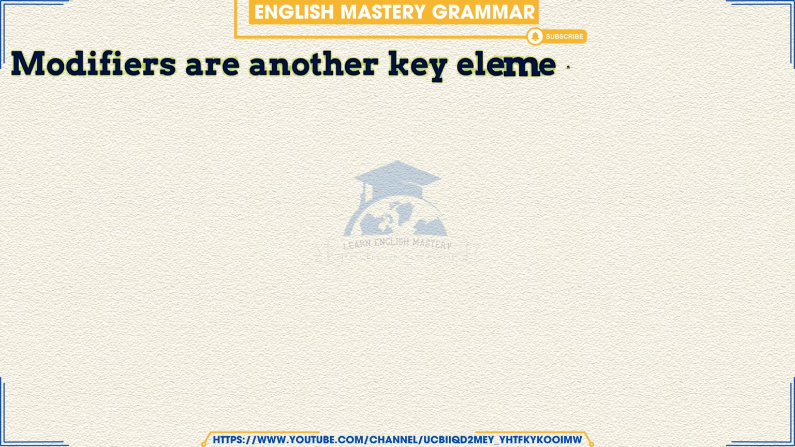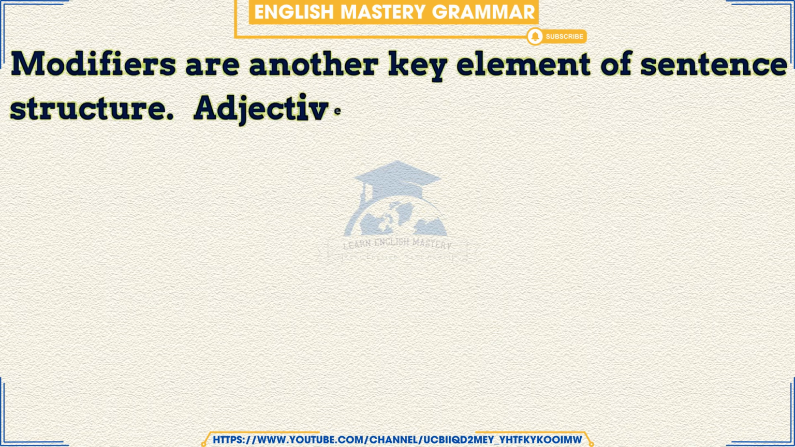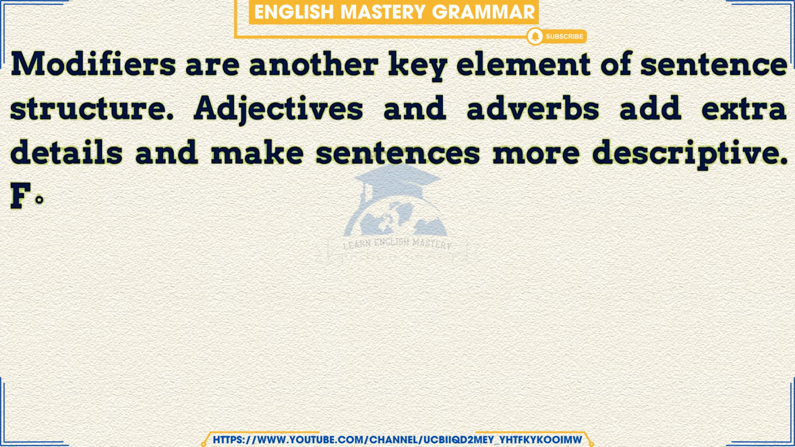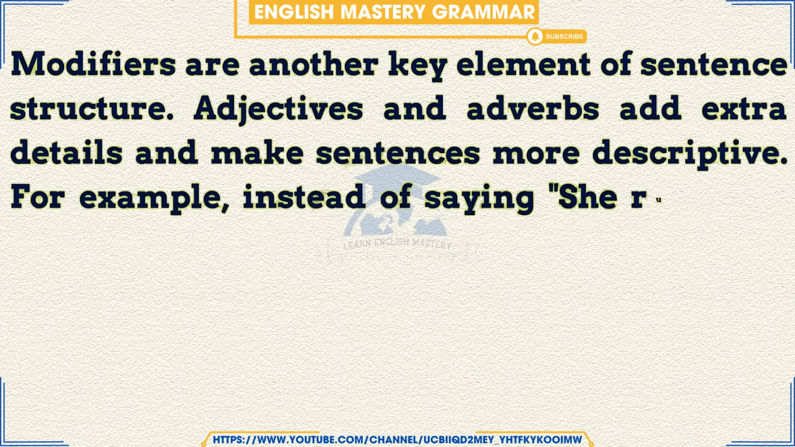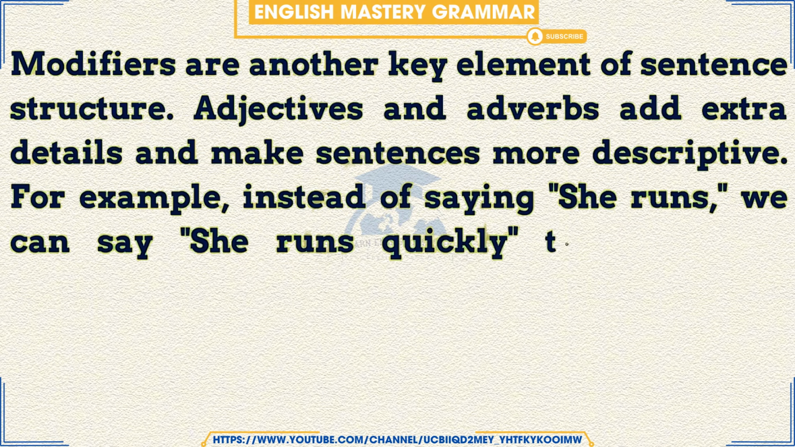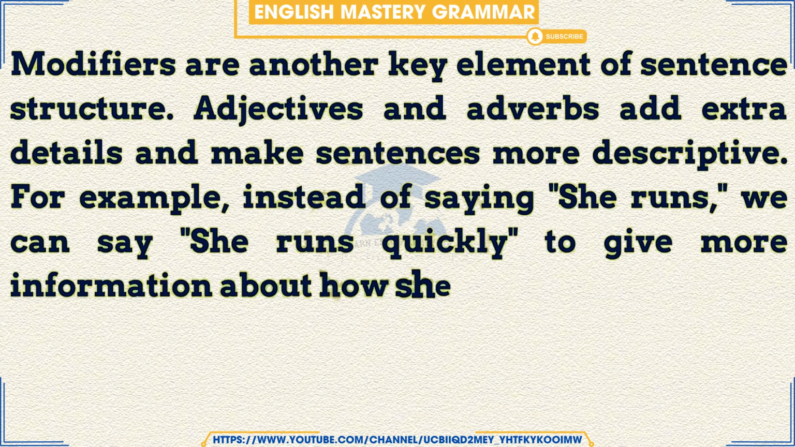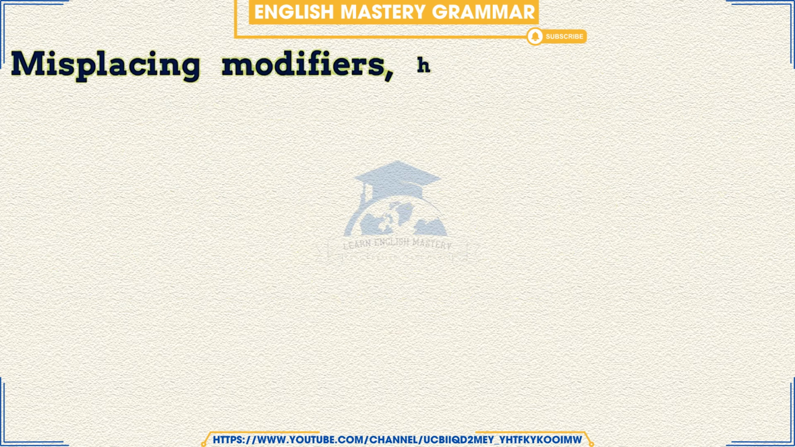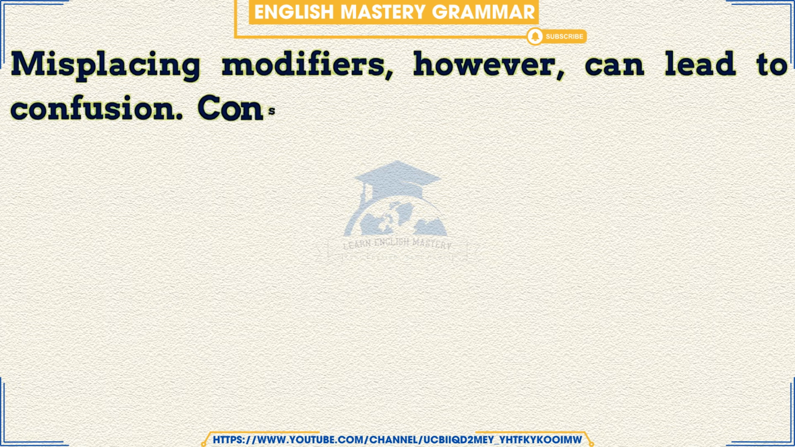Modifiers are another key element of sentence structure. Adjectives and adverbs add extra details and make sentences more descriptive. For example, instead of saying, "she runs," we can say, "she runs quickly," to give more information about how she runs. Misplacing modifiers, however, can lead to confusion.